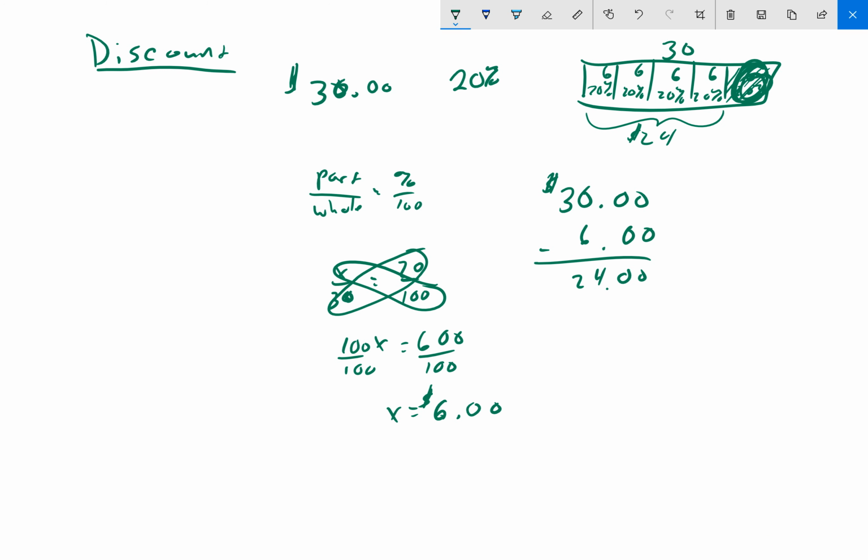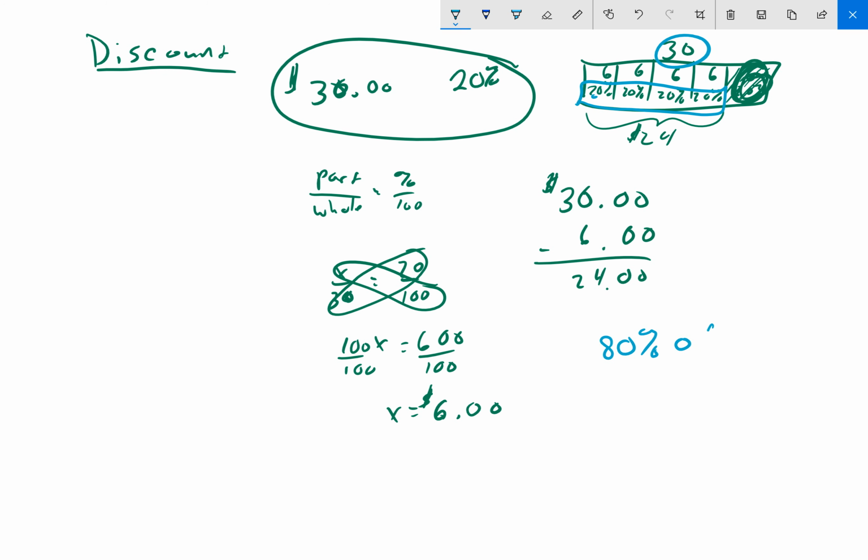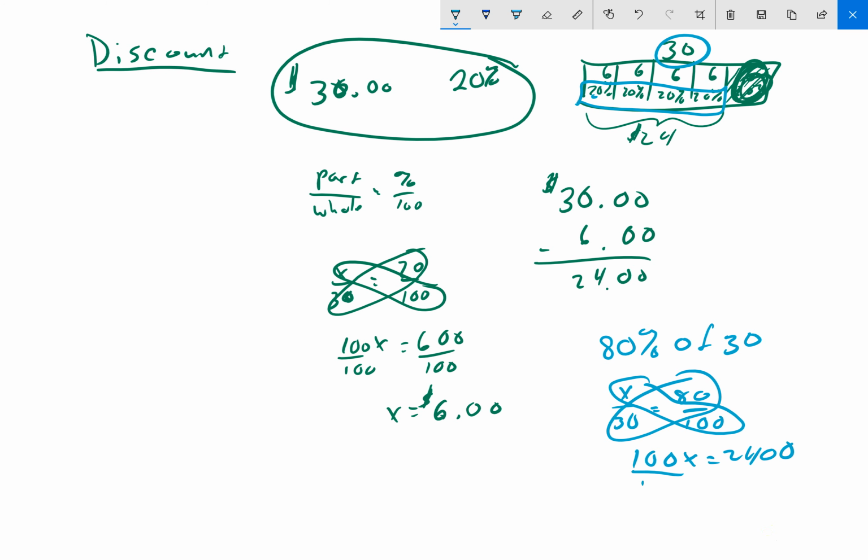You might also notice that if you're trying to figure out the cost of a sign and you know it has a 20% discount, that really means that you're just paying 80% of the original price. So 80% of 30 is x over 30 equals 80 over 100. You get 100x when we do our cross product equals 2400. Divide by 100 and you get x equals 24.